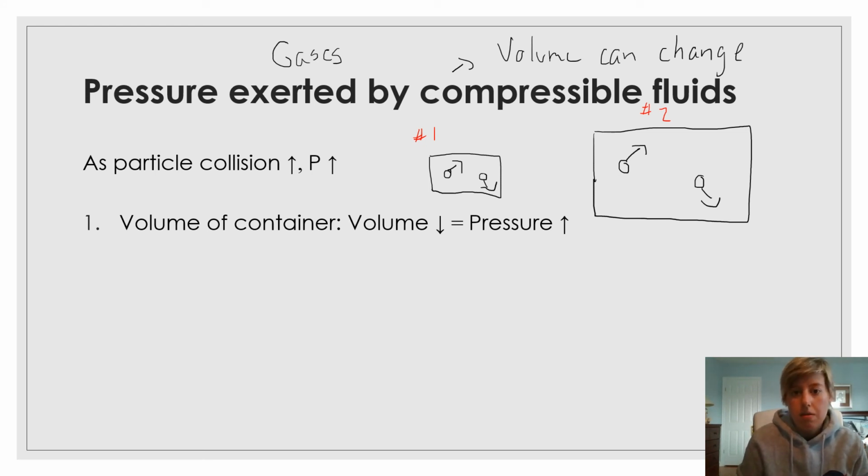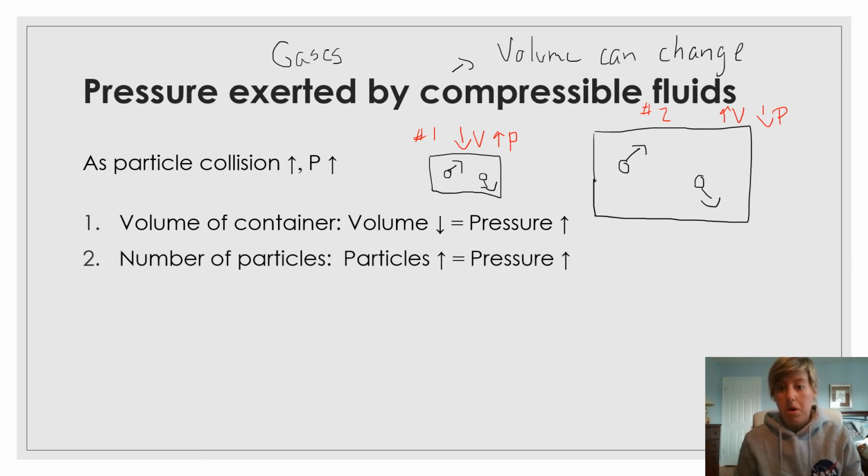So in number 1, it has a low volume leading to a high pressure. In number 2, because I have a higher volume, I have less likelihood of my particles hitting, leading to a low pressure. Second variable has to do with the number of particles. The more particles I have, the more likely they are to hit, the greater the pressure.